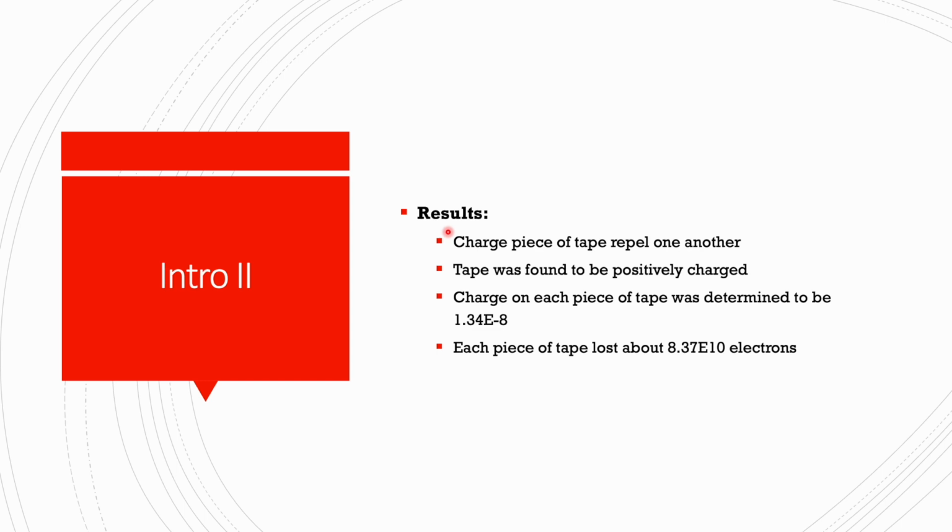Quick preview of our results here. We found that charged pieces of tape repel one another, and that both pieces of tape were positively charged. We found that the charge on each piece of tape was around 1.34 times 10 to the negative 8 coulombs, and each piece of tape lost about 8.37 times 10 to the 10 electrons.